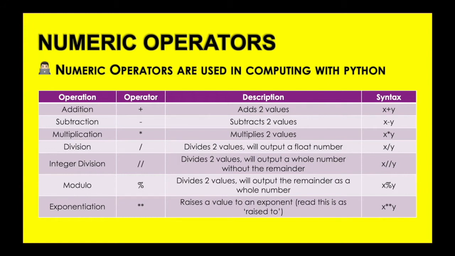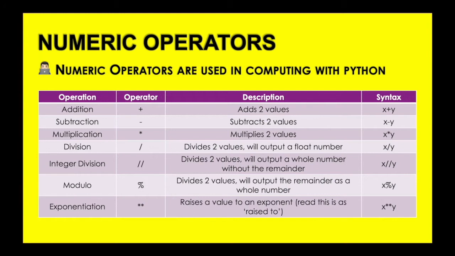The last operation that we will be tackling in this video is exponentiation. The operator is double asterisk, and this is used for exponents. This raises a value to an exponent and is read as raised to. For example, x raised to y. The syntax is x double asterisk y.